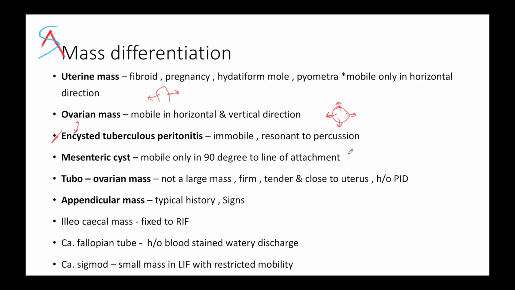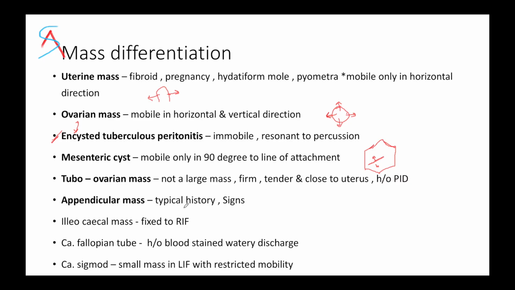If there is any mesenteric cyst, the root of the mesentery would be like this, 6 centimeter in length. So if there is a mesenteric cyst, then it will be mobile only at 90° to the line of its attachment. If any tubo-ovarian mass is there due to endometriosis, then the patient may give a history of PID. Then generally the mass would be firm to tender and would be close to the uterus.